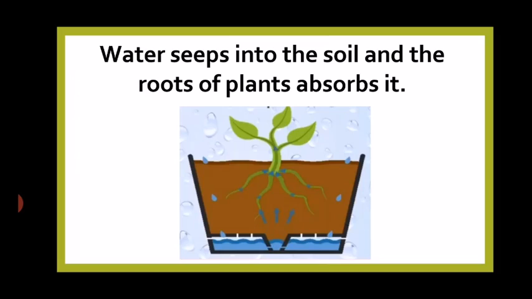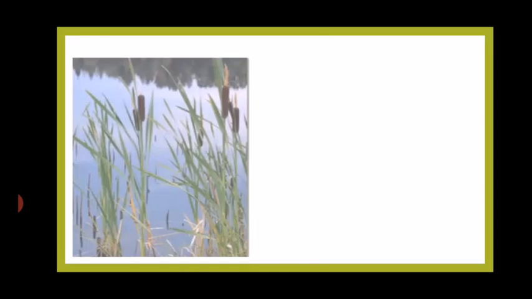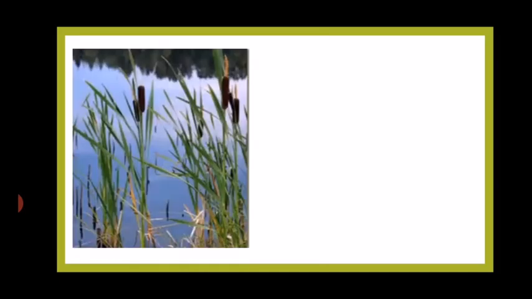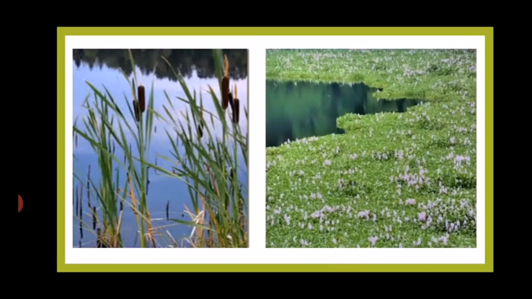Now, there are some plants, children, which grow only in water. For example, look, this is one kind of plant called the bulrush. This plant you will find only in water. If you pluck this plant from the water and try to put it in the soil, this plant will die. So there are certain plants which grow only in water. Look at one more plant which grows in water. It is called the water hyacinth.